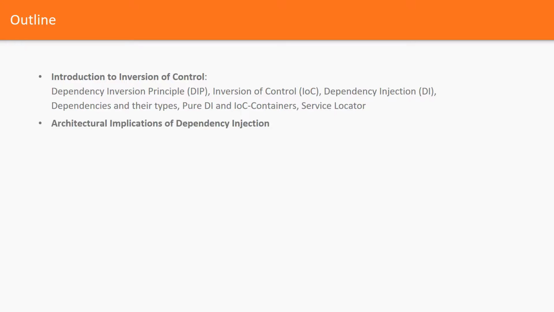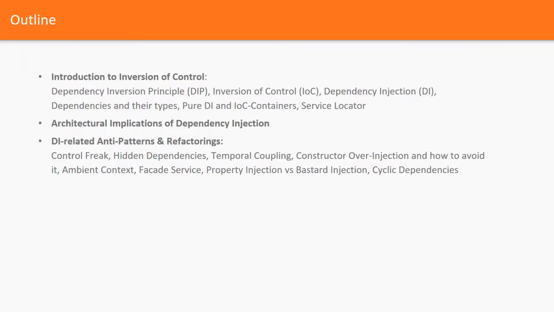The architectural implications of dependency injection. We will talk about DI-related anti-patterns and refactorings, including control freak, hidden dependencies, temporal coupling, constructor over-injection and how to avoid it. We will talk about ambient context design pattern, facade service, property injection versus bastard injection, and cyclic dependencies.